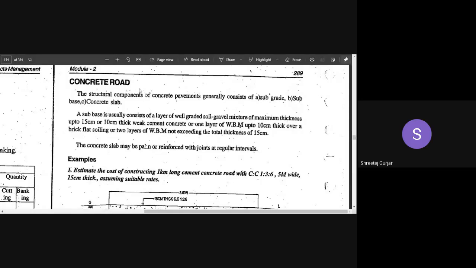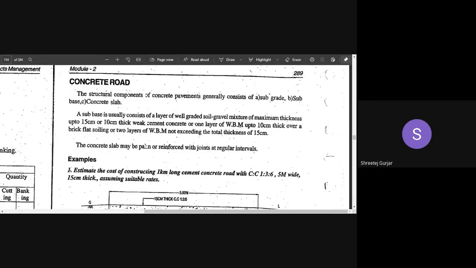Today we will be discussing the quantity estimation of concrete roads, as well as the second type of roads. After concrete road, we have one more type of road. We will be learning how to estimate the materials of a concrete road.